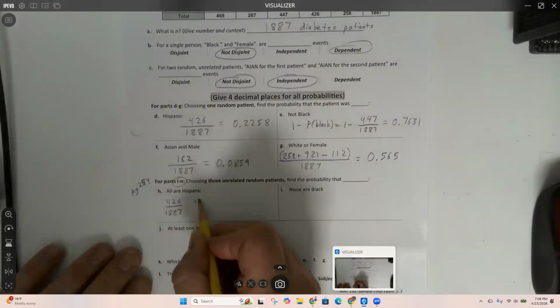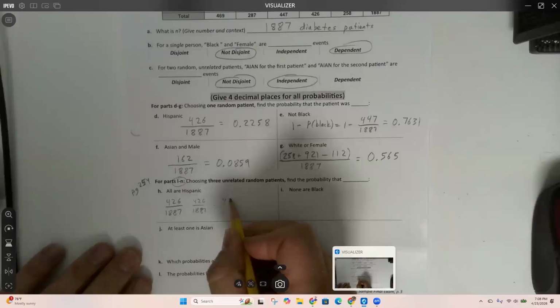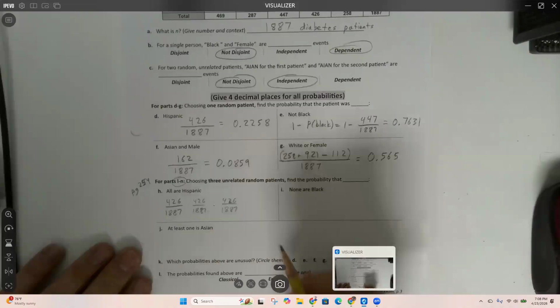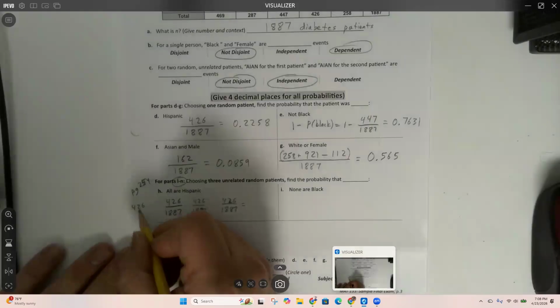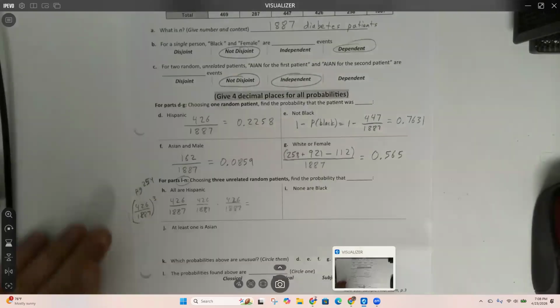Times 426 over 1887 times 426 over 1887. Okay. Or if you didn't want to do all that, you could do 426 over 1887, put it in parentheses, and cube it. Okay.